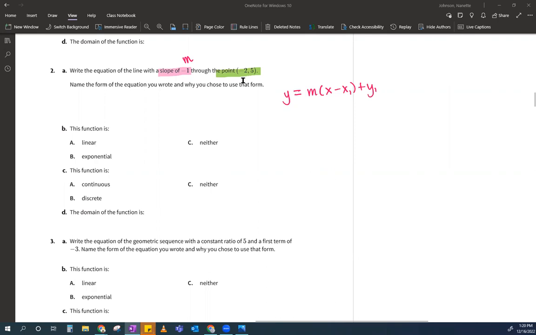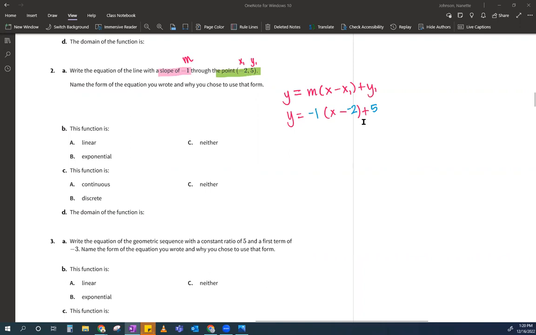Yeah, he goes in the X1 spot and 5 goes in the Y1 spot. So Miss Johnson likes to go Y equals, and then she leaves a little space for everybody. Like it's almost like their spot, if that makes sense. And then I plug everybody in. So -1, and then this is -2, and then this is 5. So there's my equation.